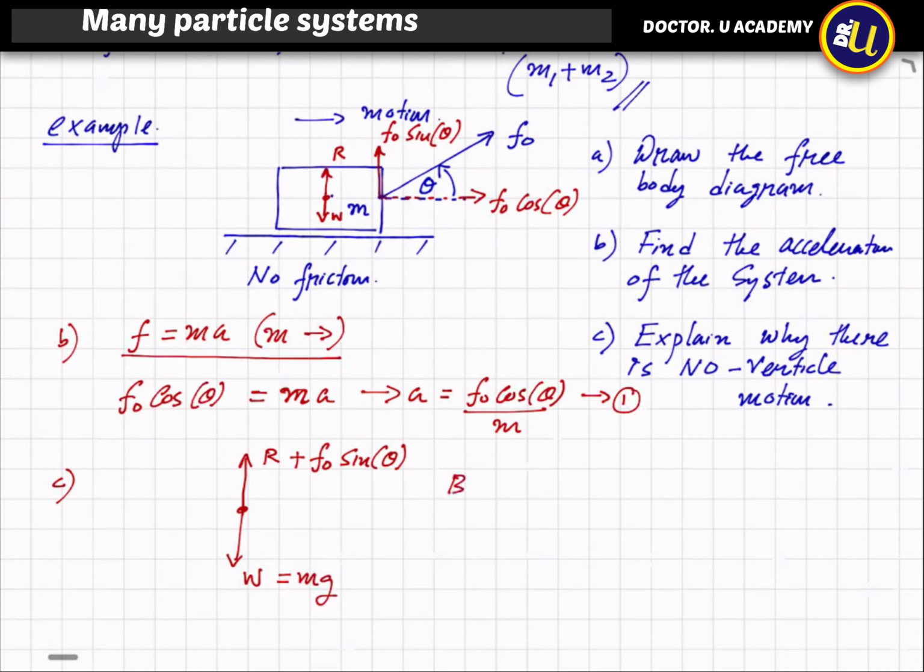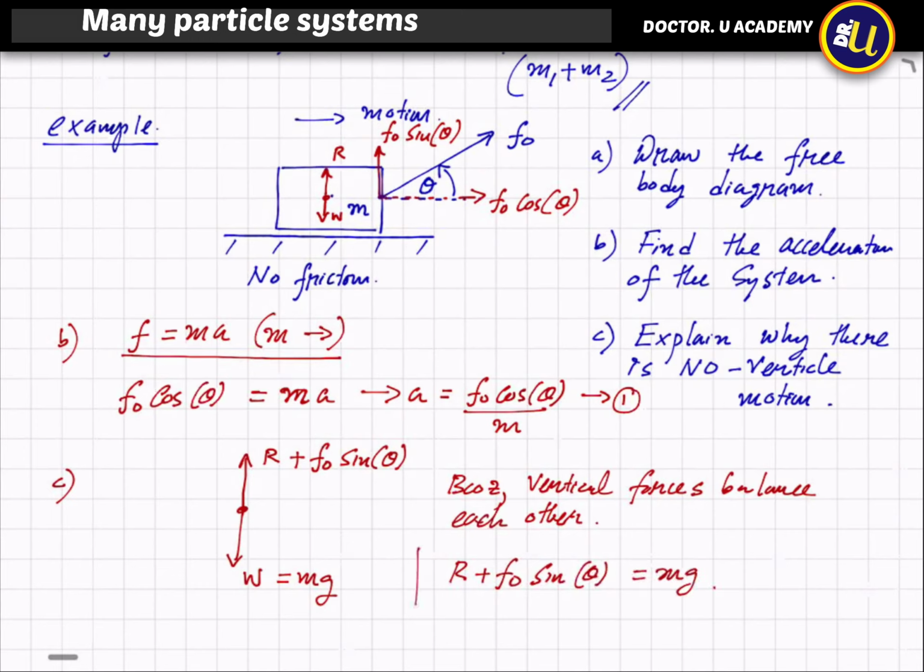Because vertical forces are balancing each other. Vertical forces balance each other. You understand what I'm saying? So that will tell you R plus F0 sine theta should be equal to mg, and that is the condition.